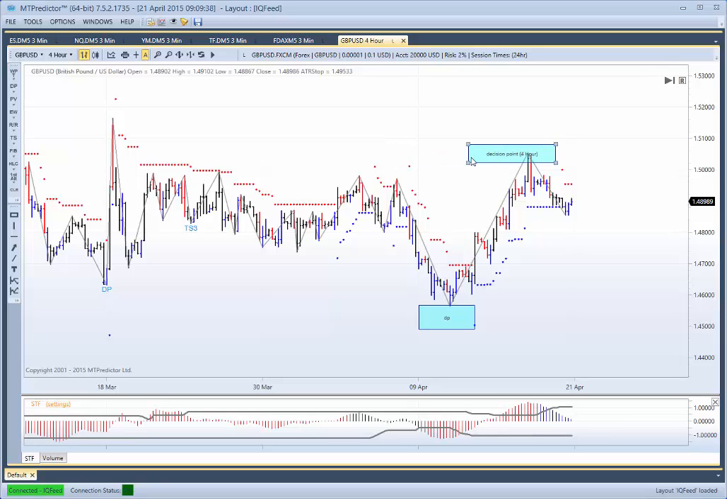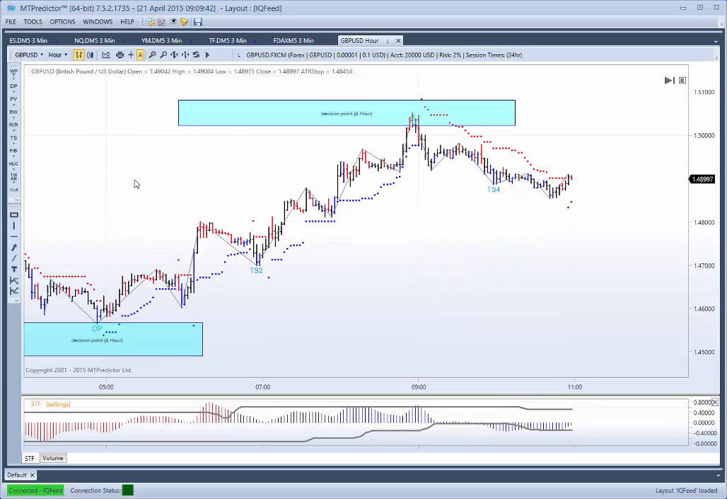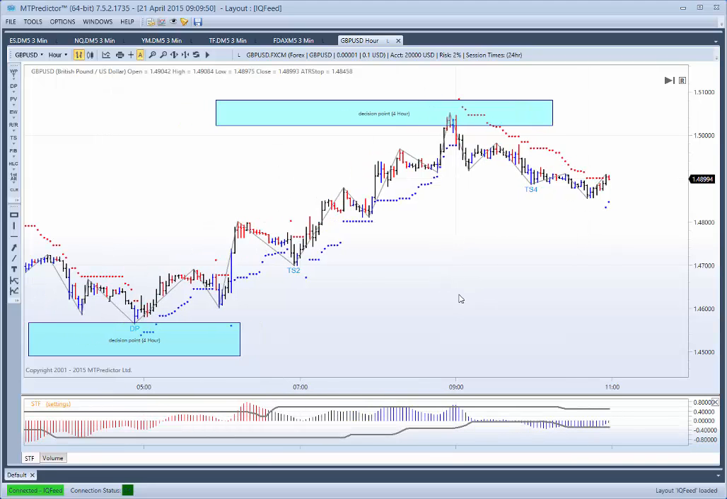And then when you've got those on the chart, you then look to trade on the shorter term frame chart, in this particular one the hourly chart, in the direction between those higher time frame support and resistance zones. So a good example on how to use MTPredictor.